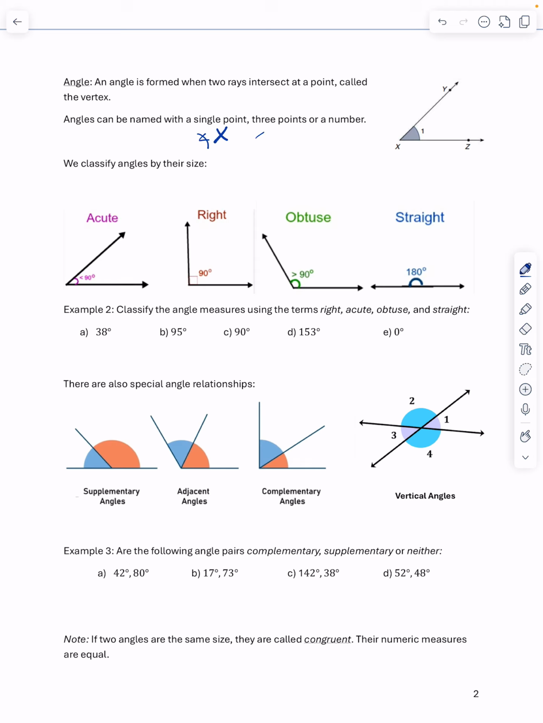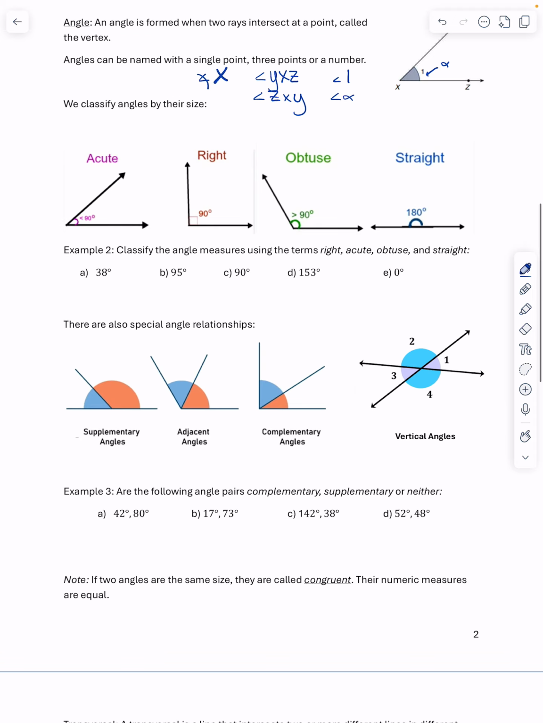We can also name an angle with 3 points. When we talk about 3 points, we go from one leg through the vertex to the other leg. So YXZ or ZXY, both of those name that same angle. Sometimes we'll have it labeled with a number, angle 1. A lot of times you may see it with a Greek letter like alpha. As long as there is something inside there to call the angle, we can name it with whatever it's labeled inside.